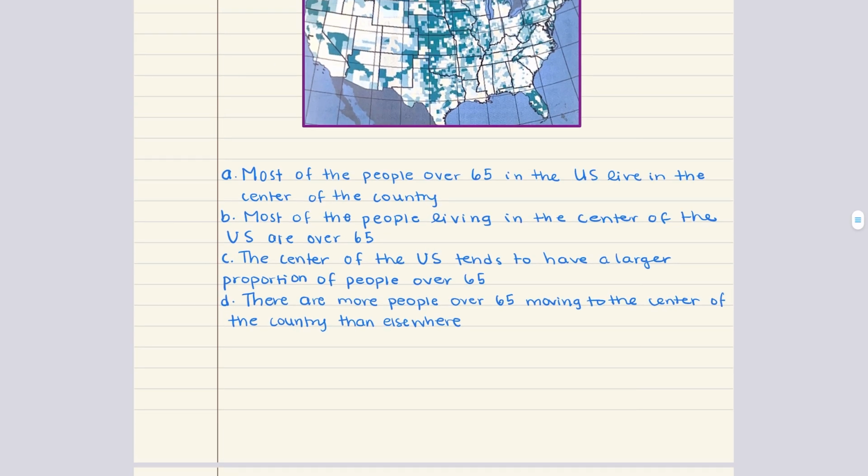B says most of the people living in the center of the US are over 65. This statement claims that over 50% of the total population in the central counties is over 65. Now, the map doesn't support this conclusion. While it shows that the central counties have higher percentages of older individuals, they likely still represent a minority of the overall population in those areas. For example, even a high percentage like 25 to 30% would still mean most residents are under 65. So this is not a correct statement.